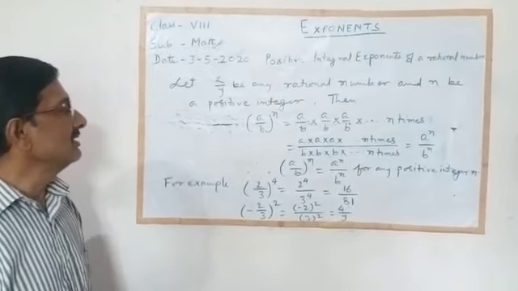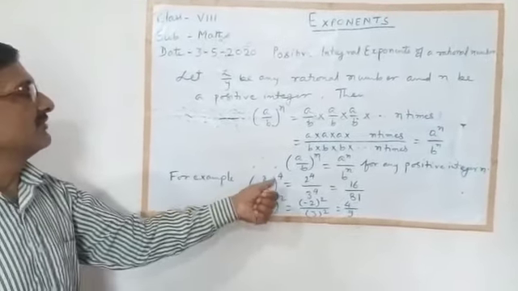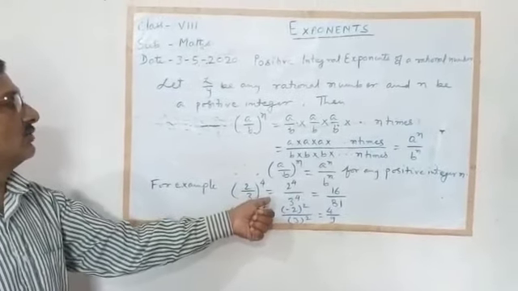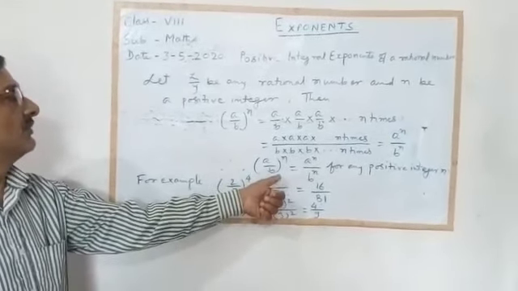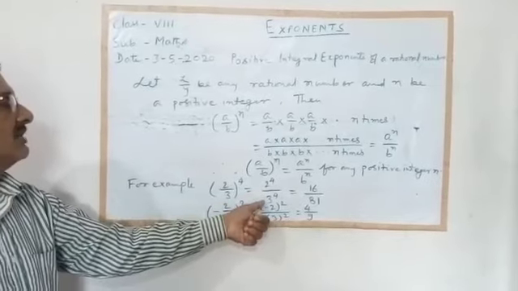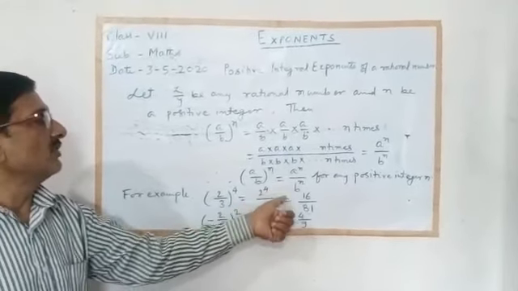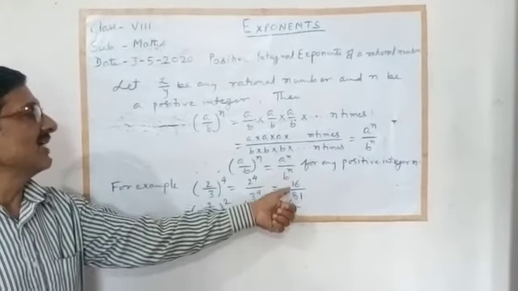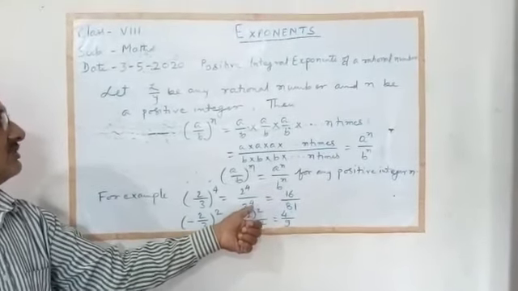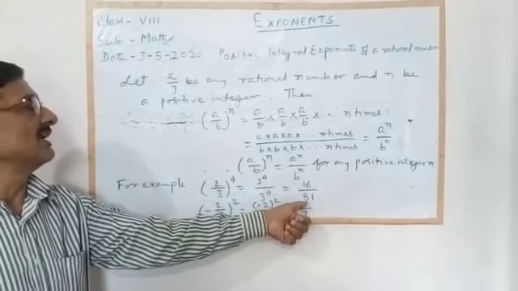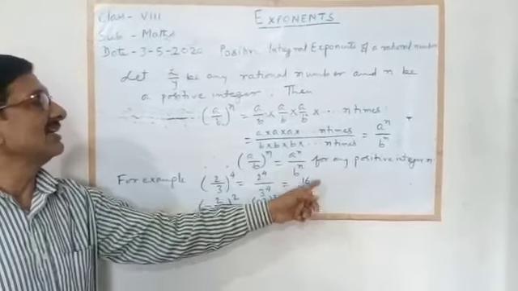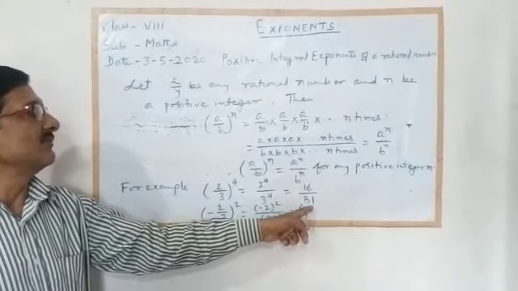For example, (2/3)^4 will be equal to 2^4 divided by 3^4. That will give you the result 2^4 equals 16, divided by 3^4, which equals 81. So we are getting the result 16/81.